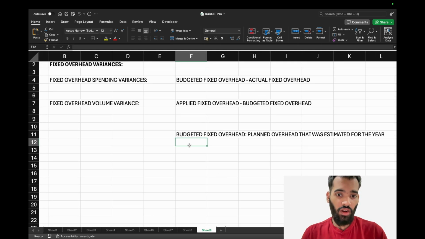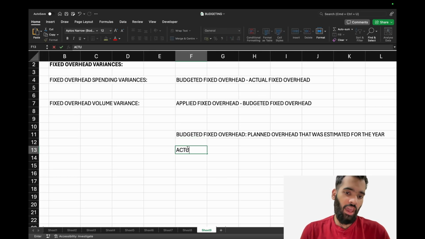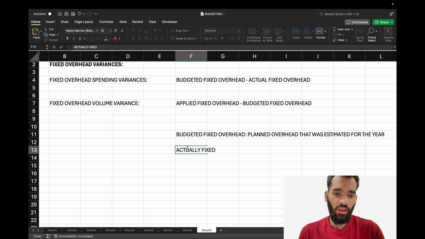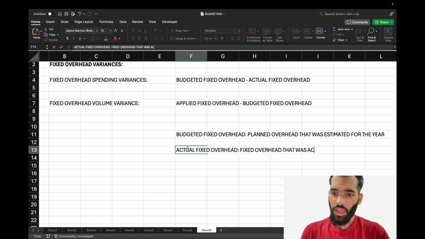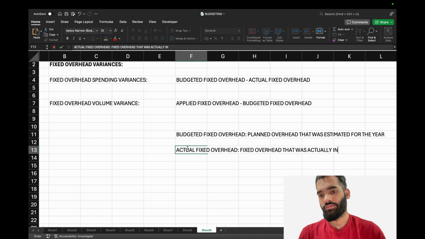When we say actual overhead, it is how much you actually had in overheads, right? How much you actually paid for factory rent, factory salaries, and everything like that. So actual fixed overhead is the fixed overhead that was actually incurred.